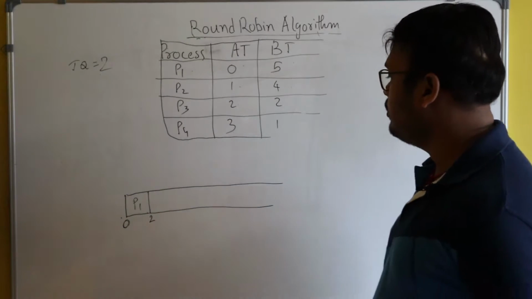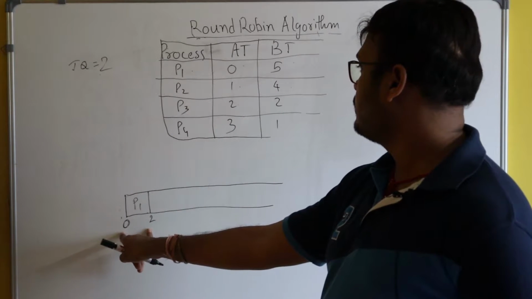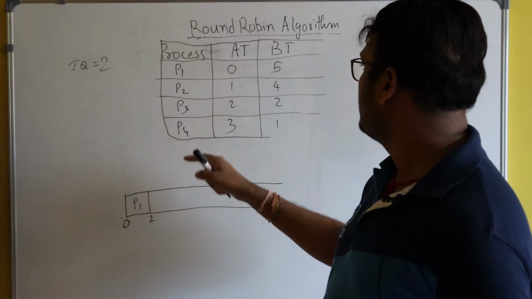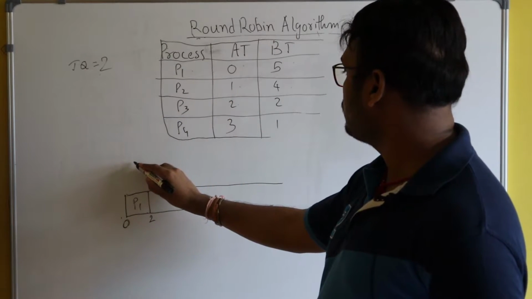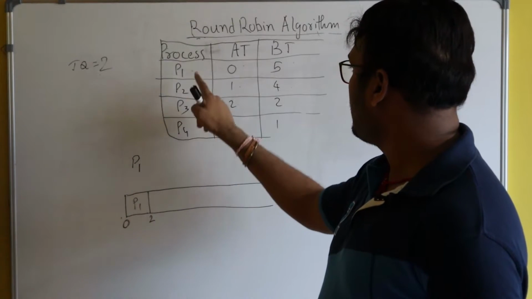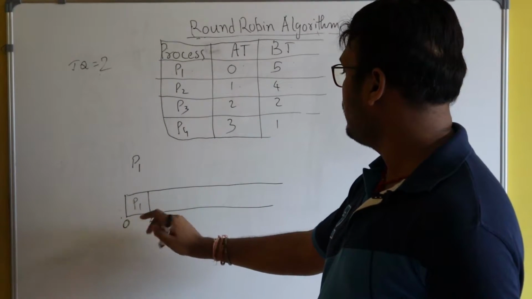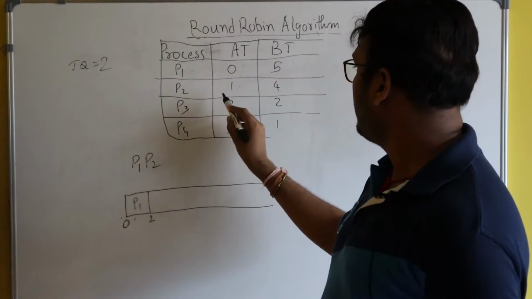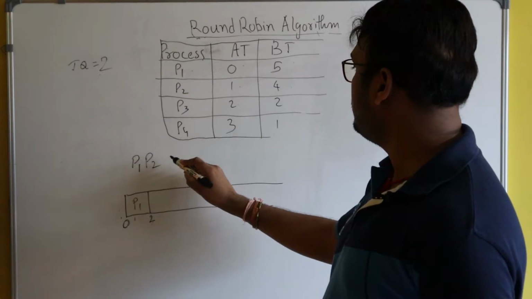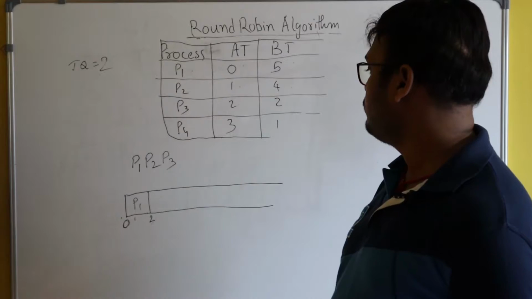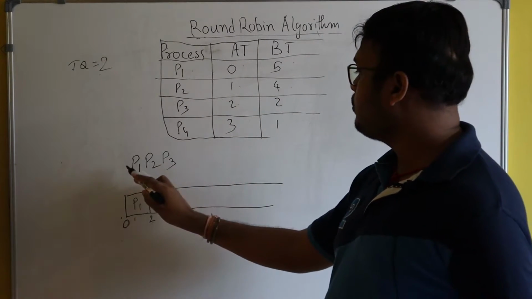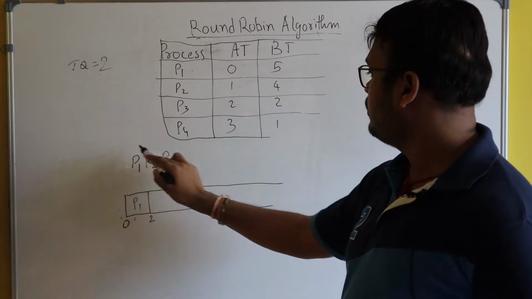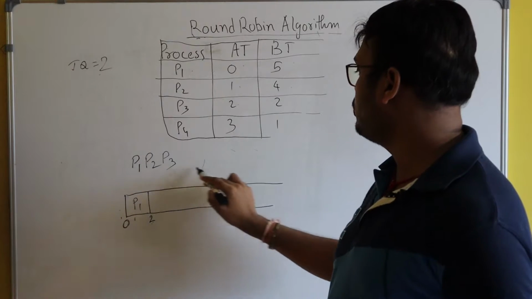So now you see within these 2 seconds how many available processes we have. You see P1 is already available, so I will write here P1. After that, at t is equal to 1 second, P2 arrived, so I will write here P2. And at t is equal to 2 seconds, P3 arrived. Okay, we have 3 processes now in the queue. This is a queue. Okay, here I am assuming it's a queue.